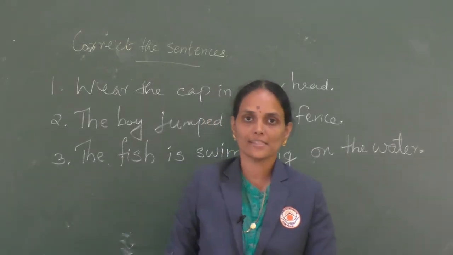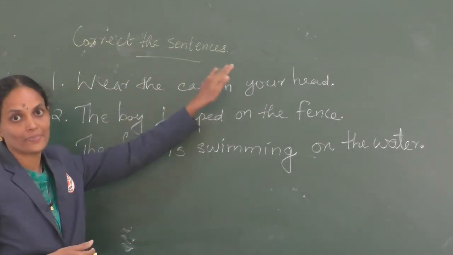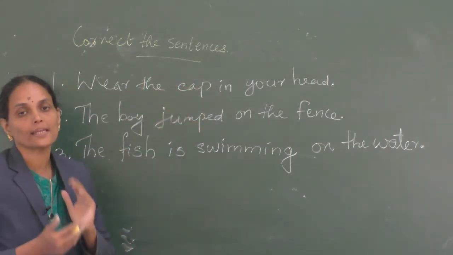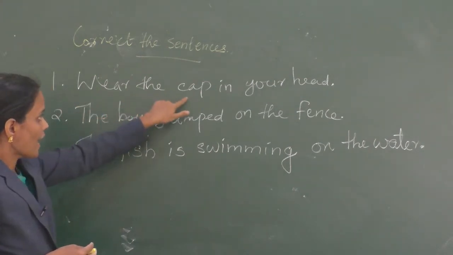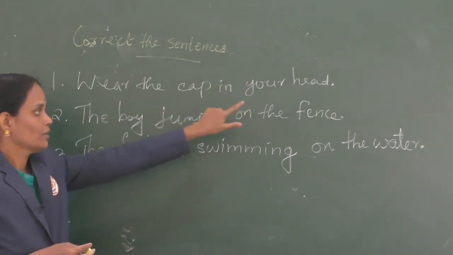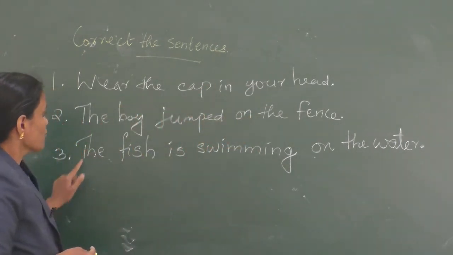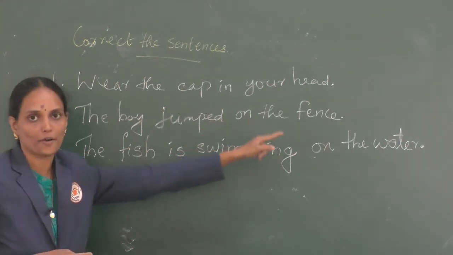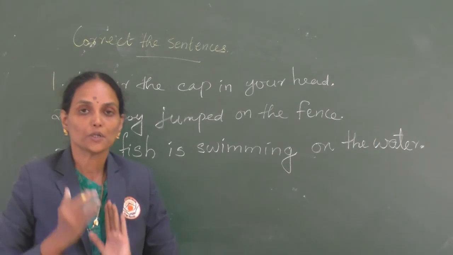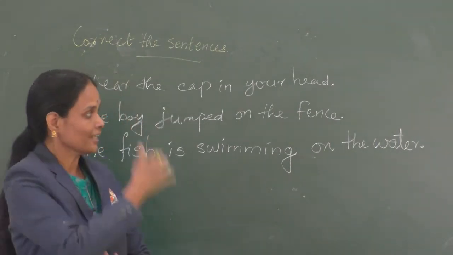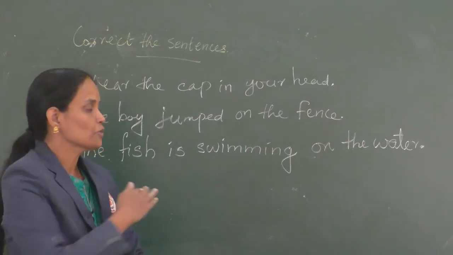Children, here is an activity for you. Look at the board. Correct the sentences. Correct the sentences using appropriate prepositions. First one, wear the cap in your head. The boy jumped on the fence. The fish is swimming on the water. In these three sentences, the prepositions are used wrongly. So, read the three sentences and find out the appropriate preposition to be used here.